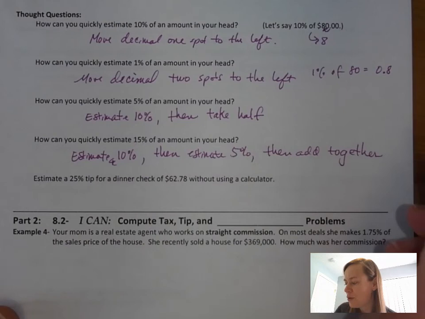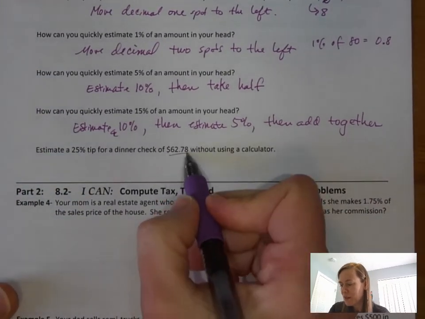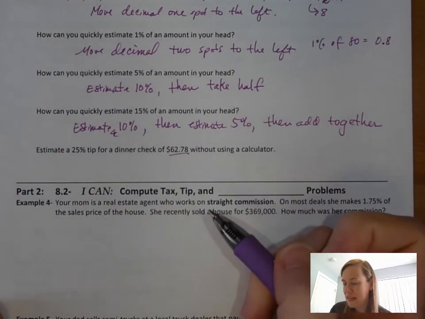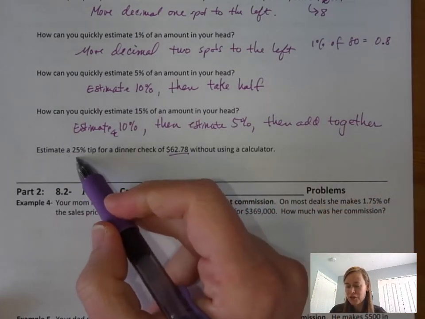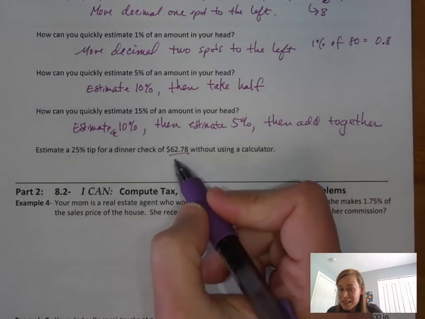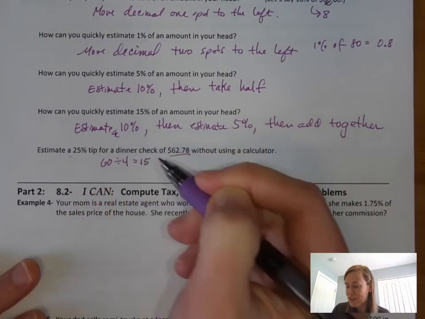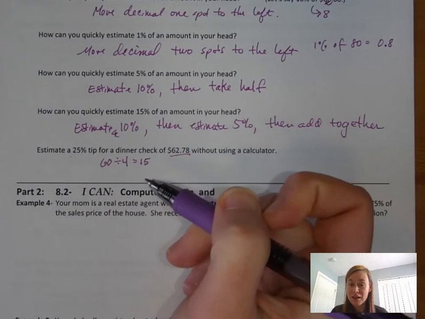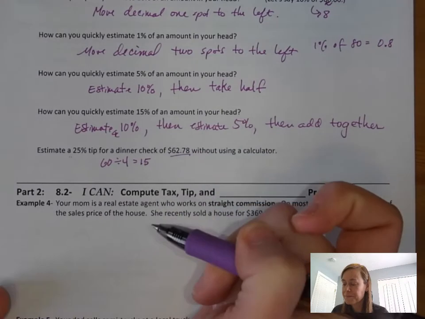A lot of times you'll be in a store and you'll see like 15% off, so it can be really useful to know how much you're saving with that. Estimate 25% tip for a dinner check of this amount, $62.78. So 25% is 1/4 of 100, so you could just divide it by 4. I happen to know that 60 divided by 4 equals 15. That's just something I've memorized. You could think of a clock face. 15 minutes 4 times equals the full 60 minutes.